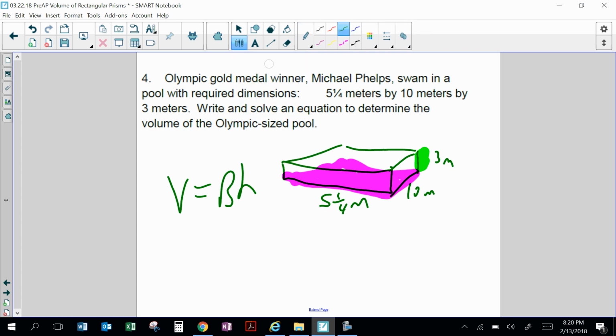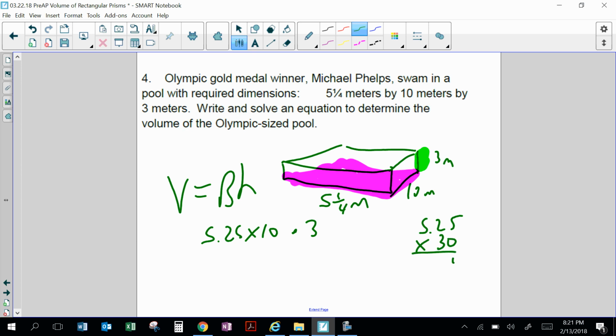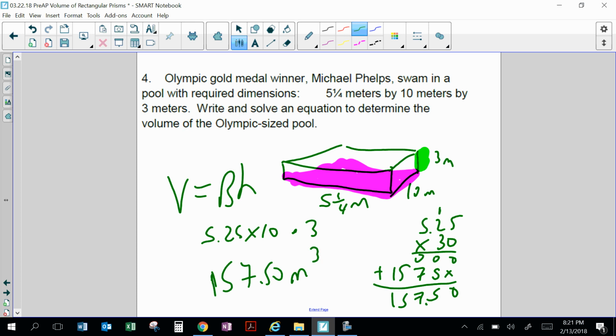To find the area of this rectangle, I multiply the base, 5.25 times 10, because 1/4 is 0.25, times the height, 3. I'm going to do 10 times 3 is 30. What's 5.25 times 30? Zero, zero, cancel. 3 times 5 is 15, carry the 1. 2 times 3 is 6 plus 1 is 7. 3 times 5 is 15. If I add this up, I get, don't forget the hundredths place, 157.50 cubic meters.